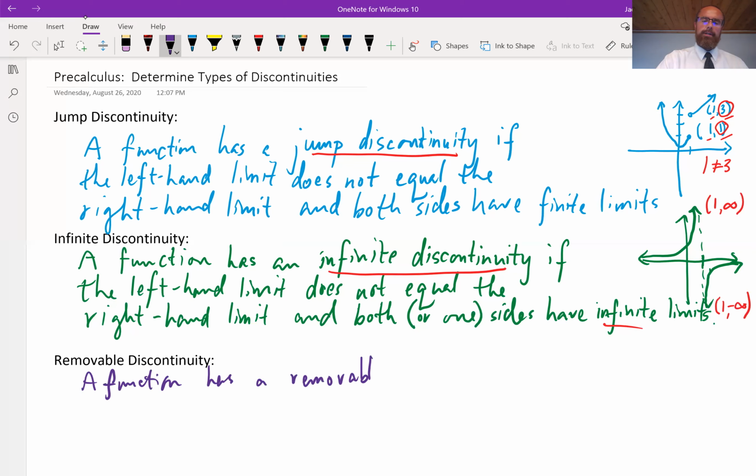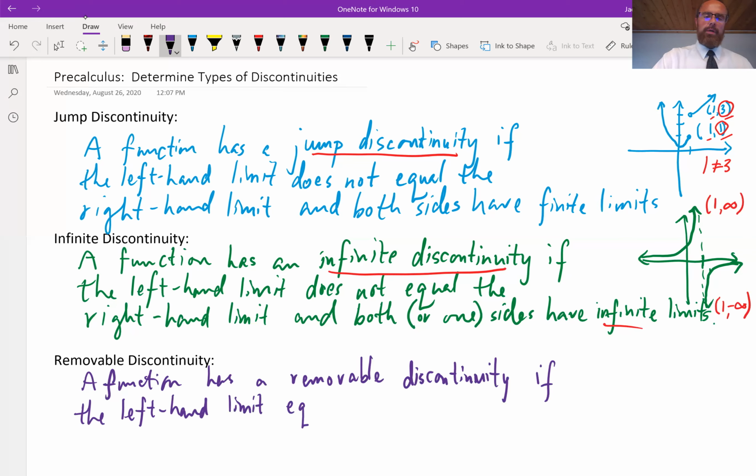And see if you can predict, just thinking about what could be different between graphs, given that we've defined jump discontinuity and infinite discontinuity. A function has a removable discontinuity if the right-hand limit equals the left-hand limit. So this is different. If we'll start with left-hand limit equals the right-hand limit, but not the function value at that point.